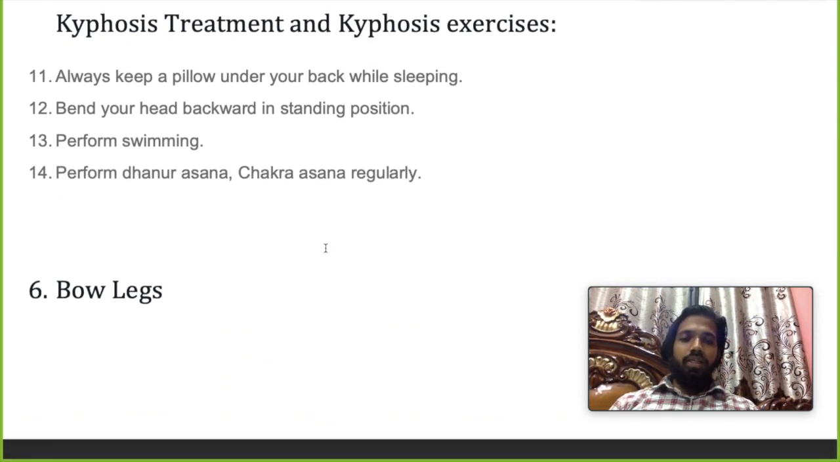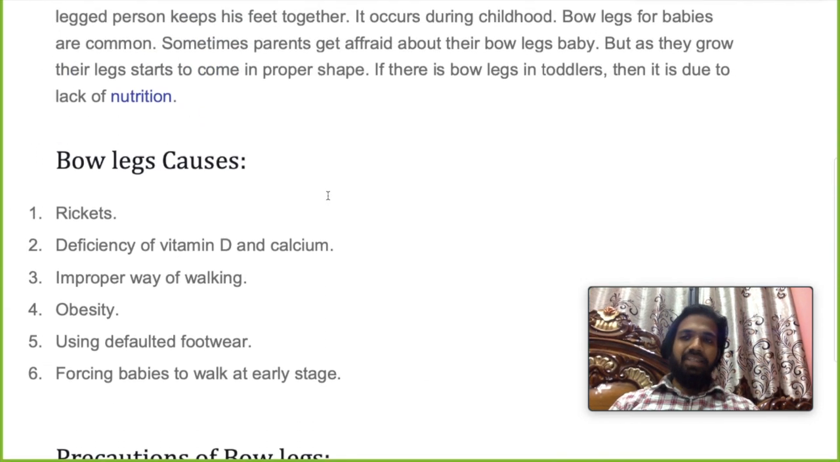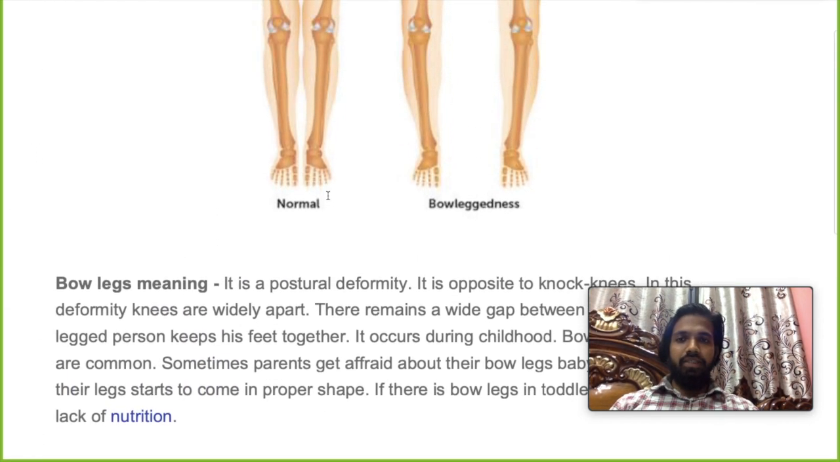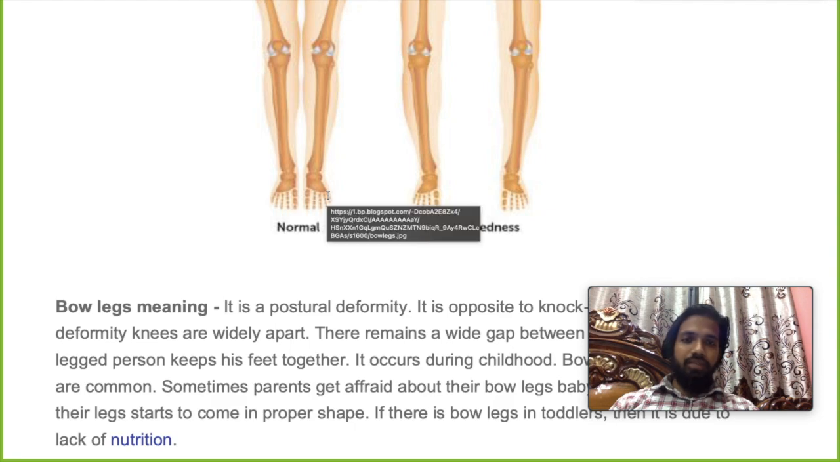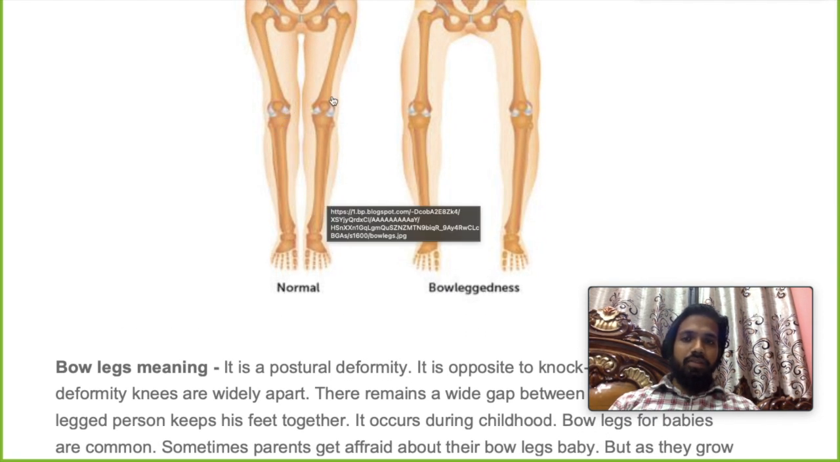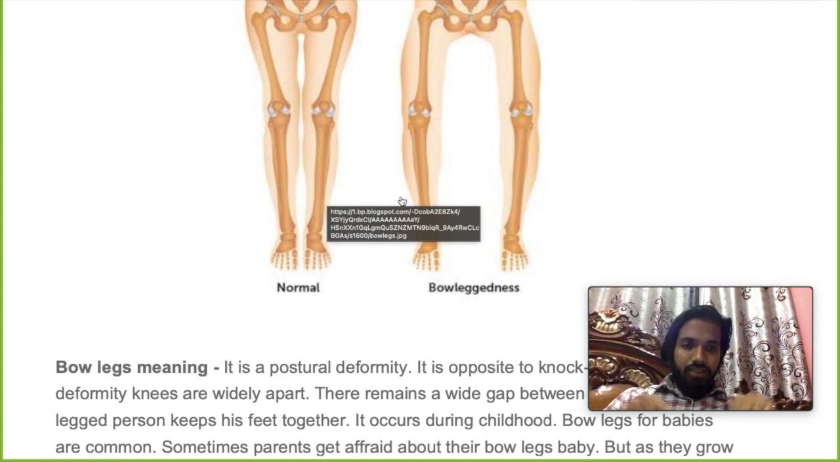Now, bow legs. The next postural deformity that we are covering is bow legs. As you can tell by the name, it's like a bow. Your legs will be like a bow. This is the normal curvature of the legs. The alignment is straight, but in this case you will have an extra gap between both of your legs. It will be like this. Outward curvature will be there in your legs.